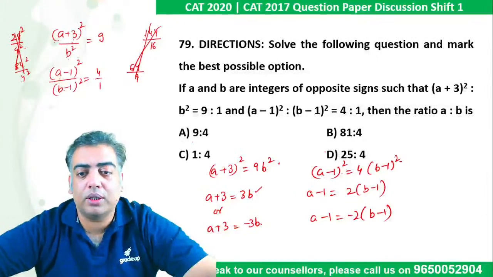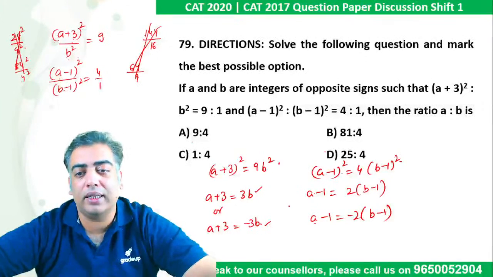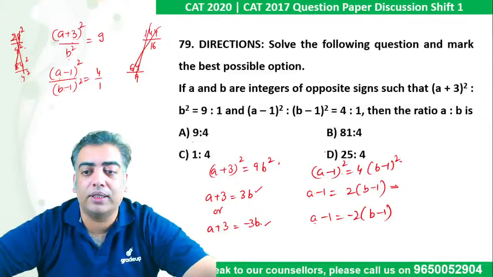We have to solve this equation with these two, then this equation with these two, and we have to check where we are getting a and b as integers and having different signs.